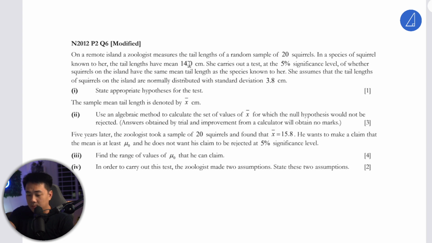Okay, so what does this mean? It means that everyone knows that the tail length is 14 cm. So that should be your null hypothesis. That's the population mean, so this is mu, 14.0 cm. So she carries out a test at 5% level of significance on whether the squirrels on the island have the same mean tail length as the species is known to.